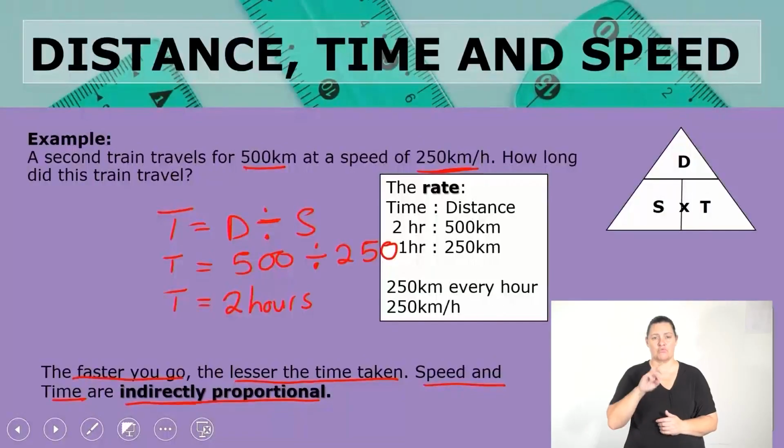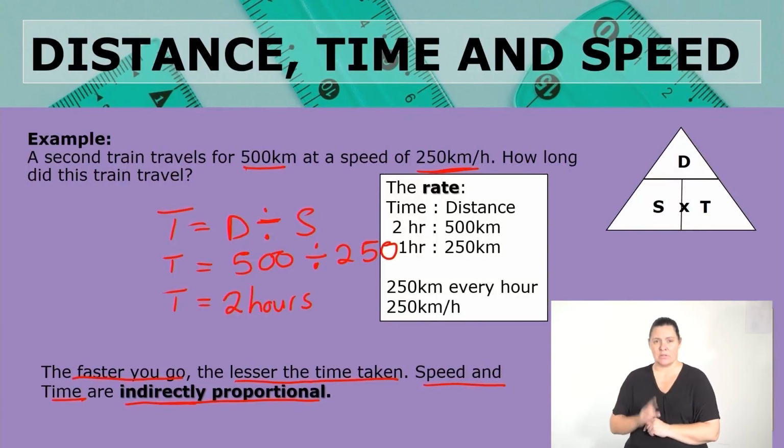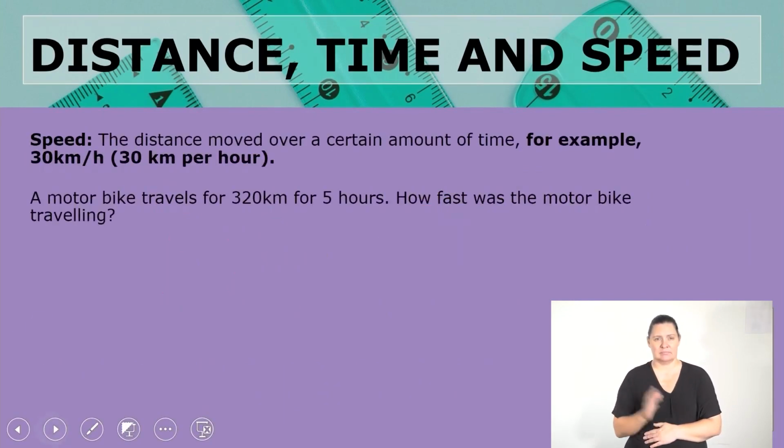So the rate there would be our time is to distance, 2 hours is to 500 kilometers. That is 1 hour is to 250 kilometers. That means 250 kilometers every hour. So our rate here is 250 kilometers per hour. Let's move on.